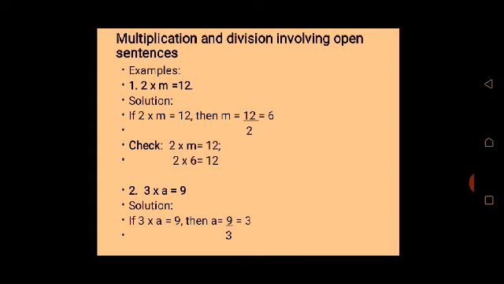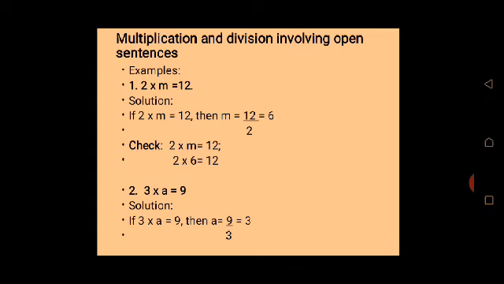For us to check if our answer is right or wrong, in the place of m, you write 6. So 2 times 6 is 12. So our answer is right.